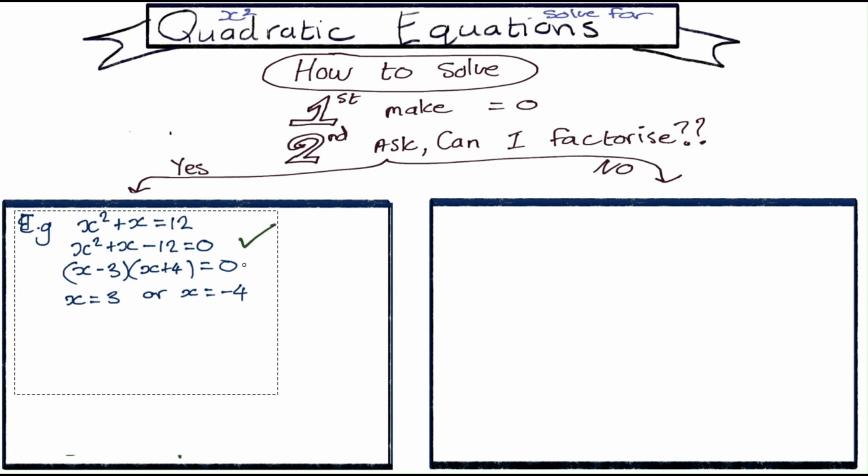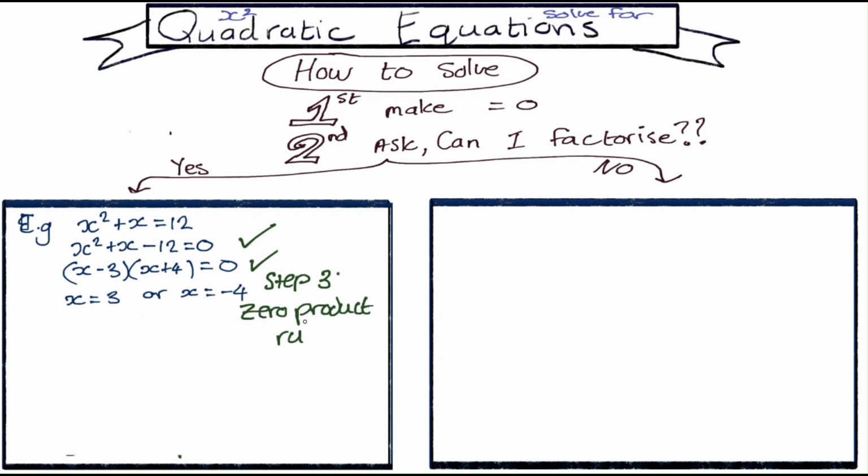So let's just look at the mark allocations. One would be for the making it equal to 0, one for the factorizing, and then the third mark is allocated for that third step, the zero product law, where you're splitting out across the times and you're saying what must x be in order for the first bracket to be 0 or the second bracket to be 0.